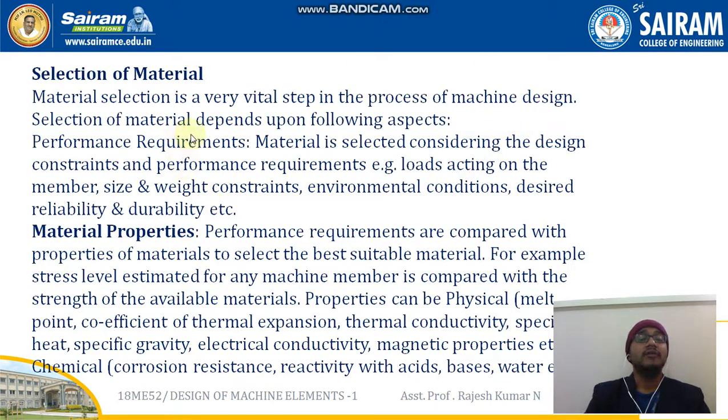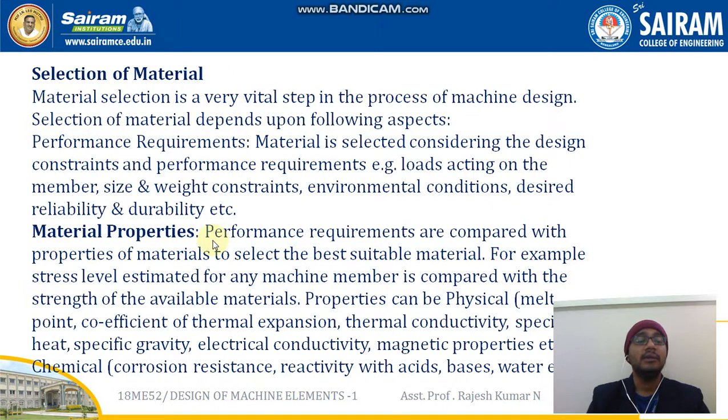So, among all the design factors, I will be discussing very few factors. In that, first, I will be discussing the selection of materials. Material selection is a very vital step in the process of machine design, and the selection of material depends upon the following aspects. The first one is the performance requirements, where I will be selecting the material considering the design constraints and the performance requirements. Example: loads acting on the member, size and weight constraints, environmental conditions, desired reliability and durability, etc. Even though many factors are there, I will be considering mainly these requirements.